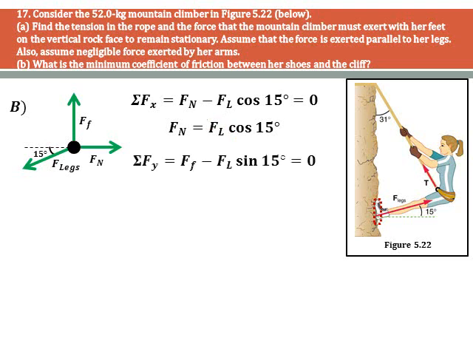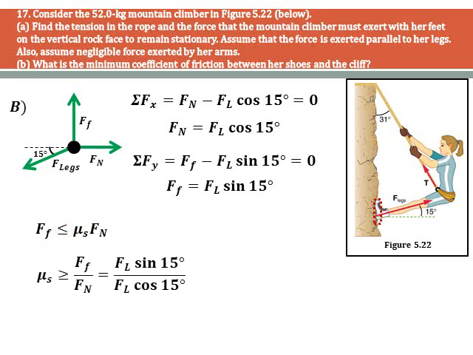So let's look in the y direction. The net force in the y direction equals the force of friction minus the force of the legs sine of 15 degrees. So we're looking at the vertical component of the legs, and that equals the force of friction. So those two are balanced, and we get those equal to each other. Now in order to find the coefficient of friction, for static friction, the force of friction is less than or equal to the coefficient of static friction times normal force. Now taking the normal force to the other side, we get coefficient of static friction is going to be greater than or equal to the force of friction divided by the normal force.